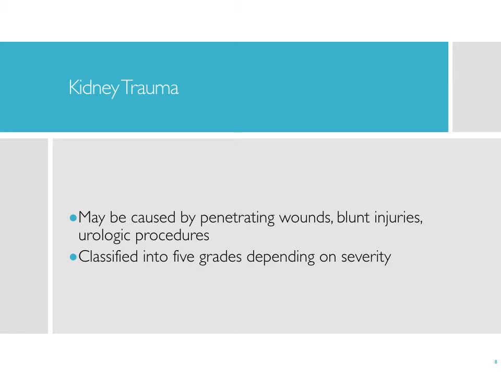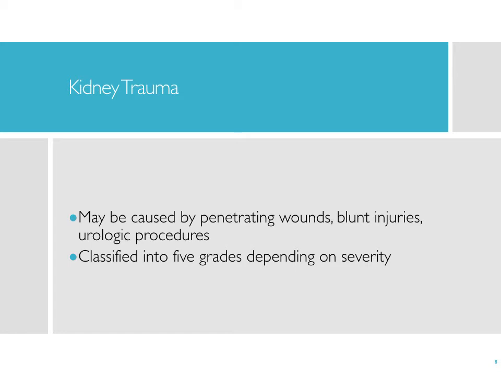As far as kidney trauma is concerned, we're shifting gears here. It can be caused by a number of things. It can be caused by a penetrating wound. It can be caused by blunt injuries or urologic procedures. It's classified into 5 grades depending on the severity. Grade 1 consists of a low-grade injury in the form of kidney bruising. When the kidney is bruised, it doesn't tend to function quite as well. Like anything, you get bruised and it hurts and it doesn't function as well.